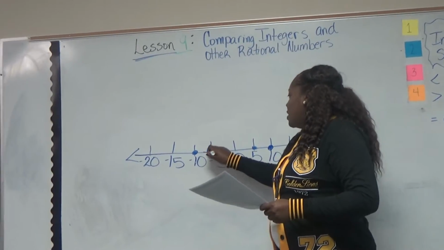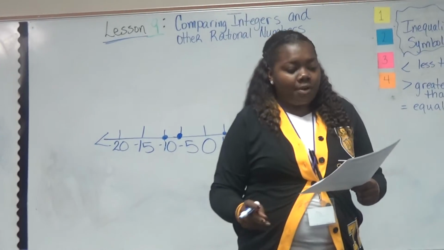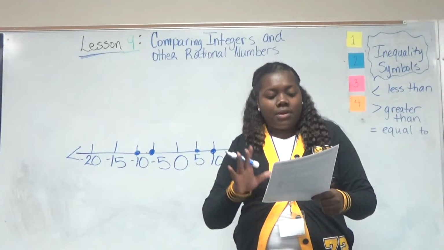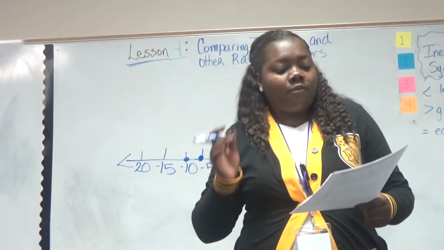So you should end up with 4 dots in total. 2 dots were already there, and then you should have grabbed 2 more to represent the opposite of -10 and then the opposite of +5. Okay? And that's all they want. That just got you warmed up for the lesson.